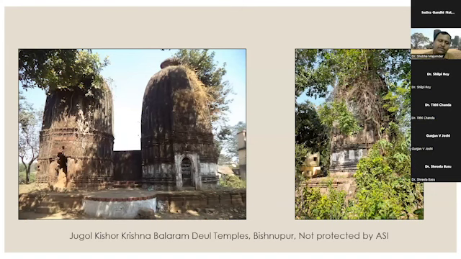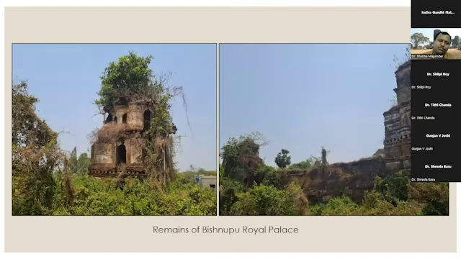This is some other photographs of the Jugal Kishore temple or Balaram temple of Vishnupur. There is the Vishnupur Royal Palace, the present condition in the photograph. This is not protected by the ASI, nor by the state government, and you can see the present-day scenario of this unprotected monument. This is also our heritage, and we lose our heritage very rapidly if we do not maintain it, or if the local public or the local authority are not aware enough to protect their own heritage. Then we lose the heritage, and we have not recorded it for future generations.